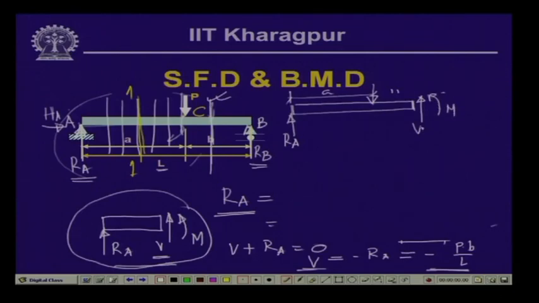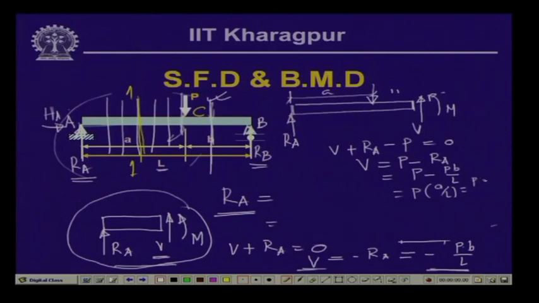Now, if we take the vertical equilibrium of the forces, then V plus R A minus P equals 0, or the shear force V equals P minus R A, and R A, as we have seen, equals P B by L. So, this equals P minus P B by L. So, if we take P out, this is L minus B by L, that means, it is A by L. So, this equals P A by L.